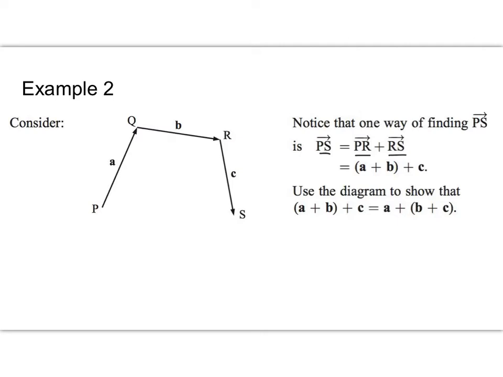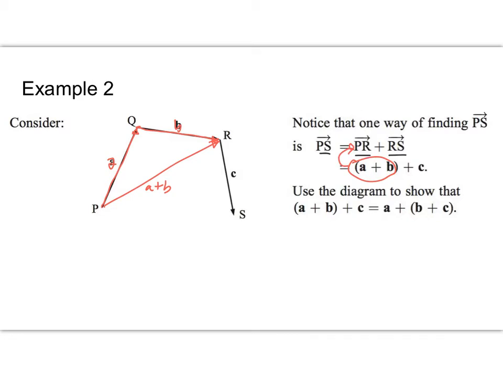Let's make that red. So if I want to get P to R, that's actually vector A plus vector B. That will give me P to R. So that's A plus B. Oh look, P to R is A plus B.